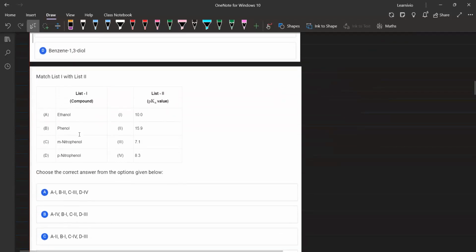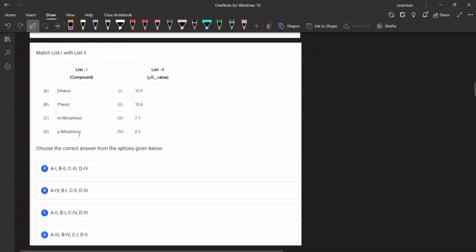Moving on. Now here they are trying to ask you regarding the acidic strength: ethanol, phenol, m-nitrophenol, and p-nitrophenol.